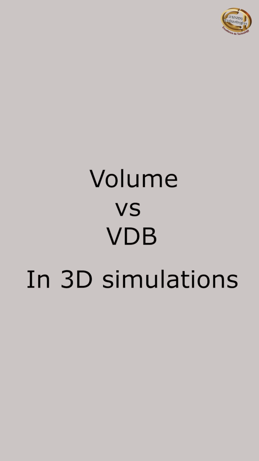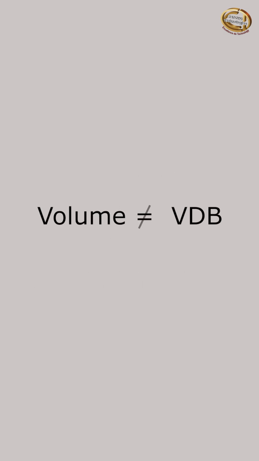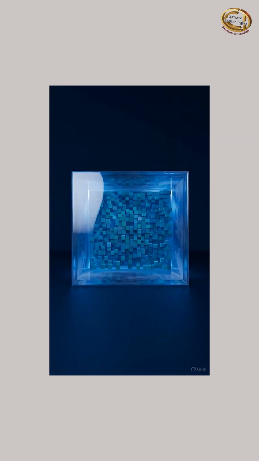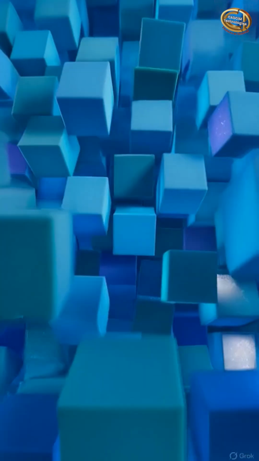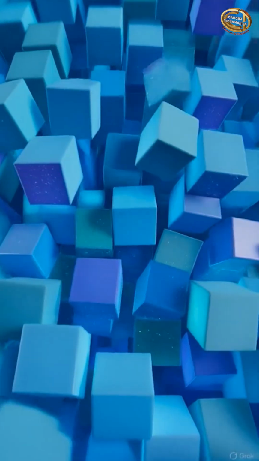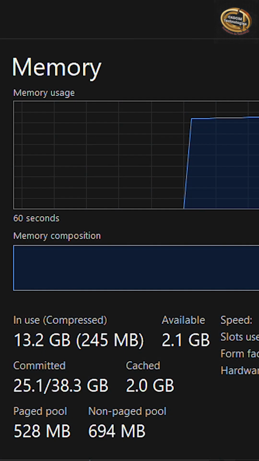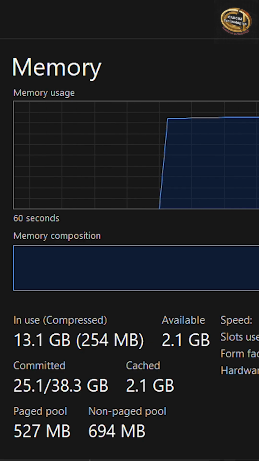Do you know the difference between VDB and volumes? Even though both are often used interchangeably, they are quite different. A volume is basically a space made of tiny cubes called voxels. The more voxels you have, the more detailed the simulation becomes. But it also uses more system resources.